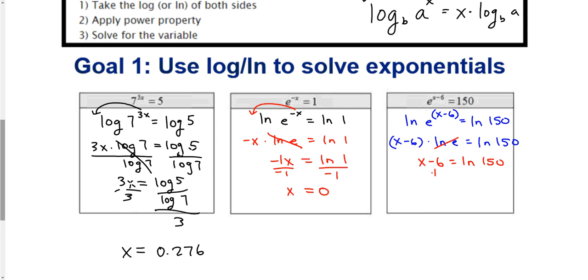And so to get x by itself, we would just have to add 6. So x equals, actually I'll type that in the calculator, natural log 150 and then plus 6 to that. So it ends up being 11.011.